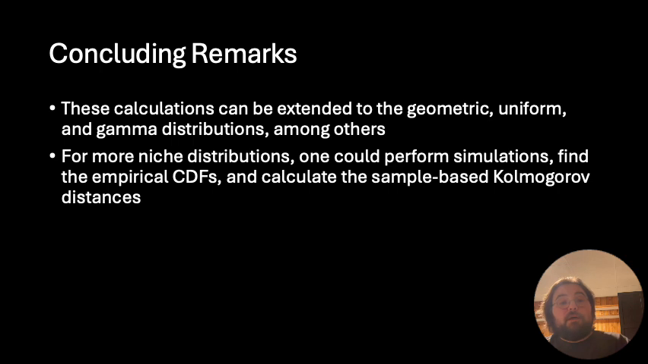So finally, I just want to mention that finding the Kolmogorov distances can be done in the same fashion as I did earlier for common distributions. For instance, the geometric, gamma, and uniform distributions can be looked at using the same approach. For more specialized distributions that don't have nice sampling distributions for sums, another approach could be to use simulation and calculate the Kolmogorov distances using the empirical CDFs.